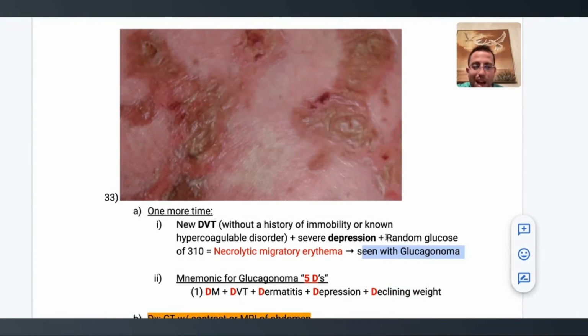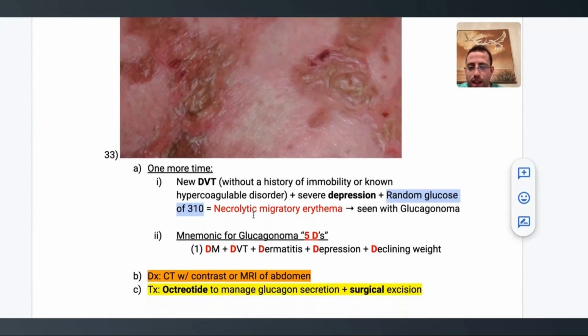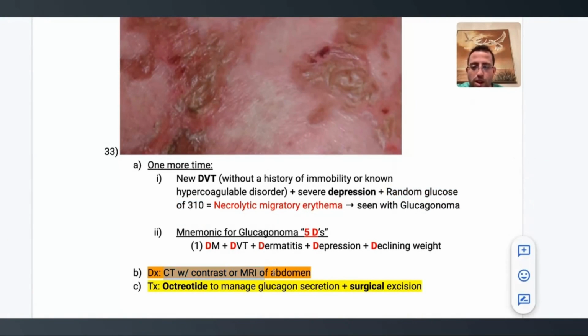If you check their labs, they'll have a random glucose level of over 300. And to diagnose this, you can do a CT with contrast or an MRI of the abdomen. And treatment is going to be octreotide to manage the glucagon levels as well as surgical excision.